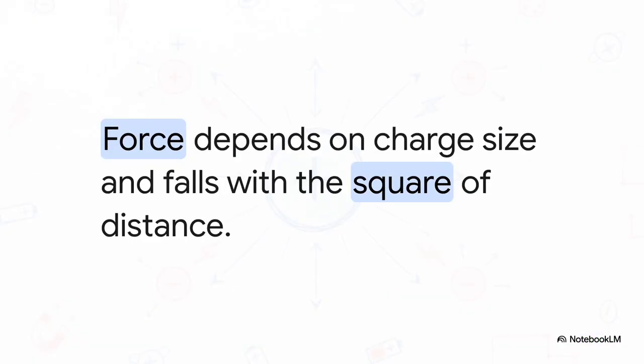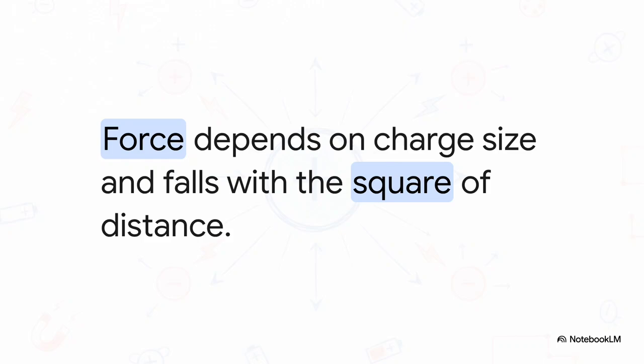The math behind this invisible pull is called Coulomb's law. It tells us that the push or pull between two charges is heavily dependent on the distance between them. But here is the real kicker. If you double the distance between two charges, the force doesn't just cut in half, it weakens by 4 times. If you triple the distance, the force weakens by 9 times.